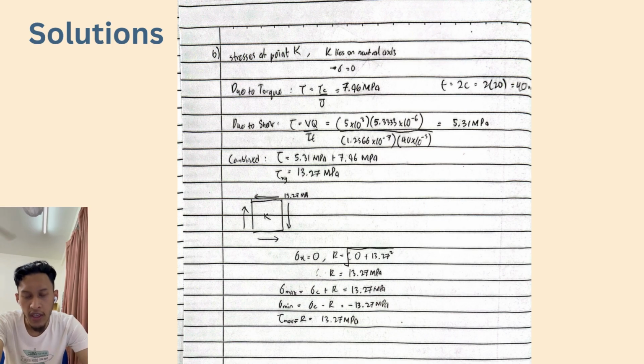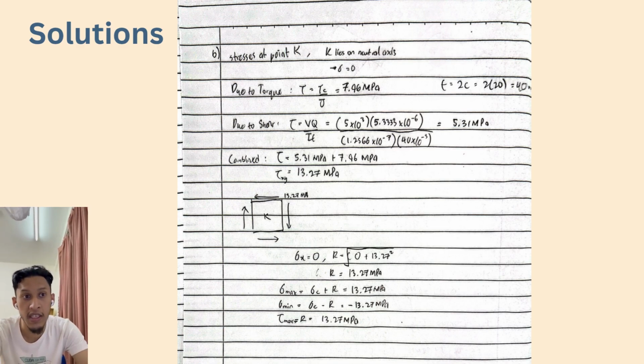And R we can calculate by the square root of stress x 0 plus stress y 0, plus shear stress to the power of 2. So we got 13.27 megapascal for sigma max. For sigma min, we got negative 13.27 megapascal, and we know that the shear max is equal to R, so the value is 13.27 megapascal.